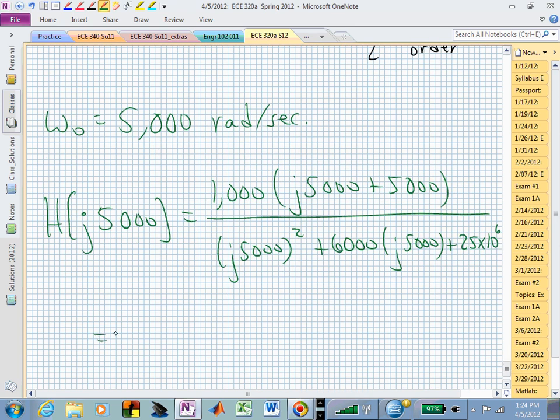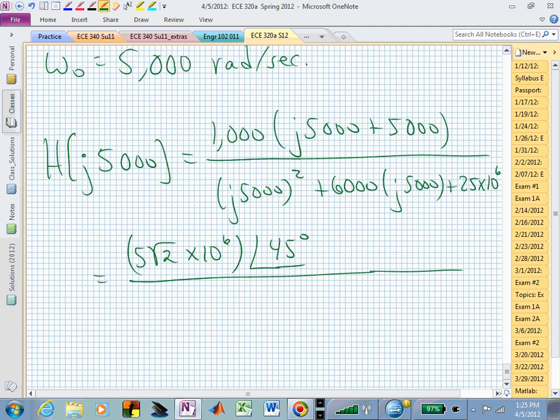And this cleans up pretty quickly. We now have 5 times the square root of 2 times 10 to the third, and plus another 10 to the third. So we have 5 times the square root of 2 times 10 to the sixth at an angle of plus 45 degrees. That we can do in our head.